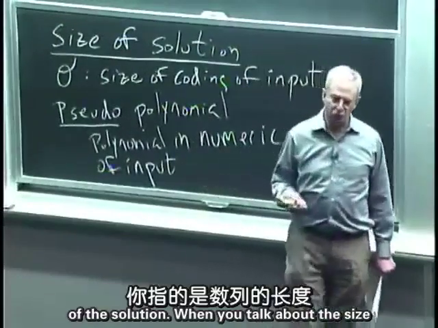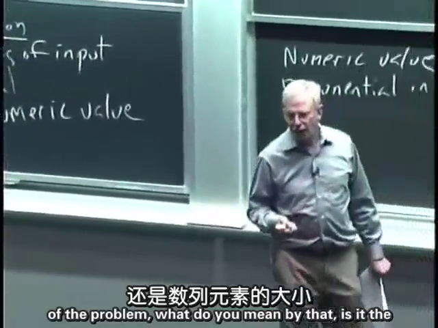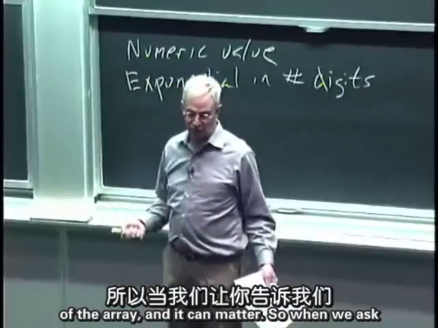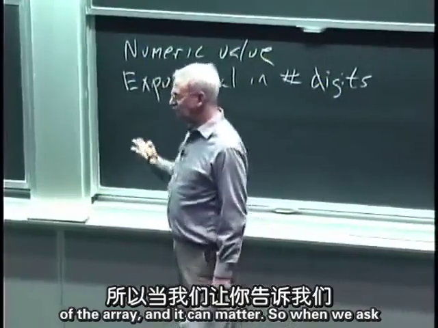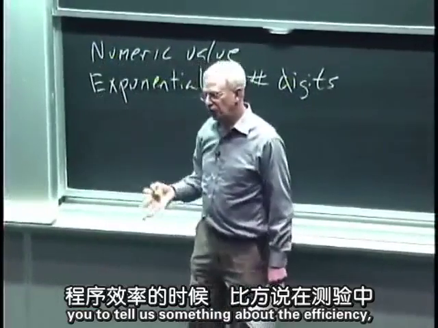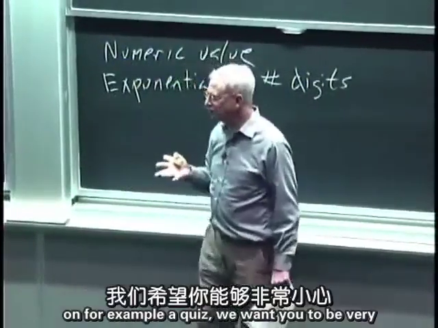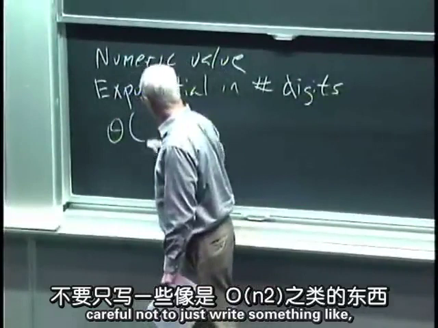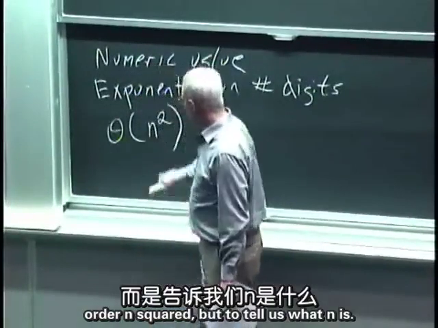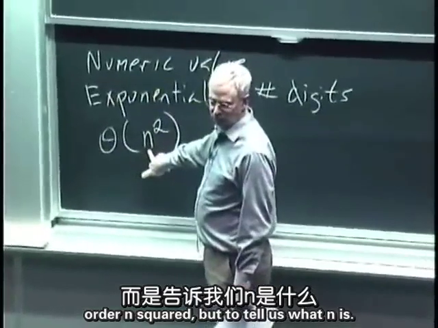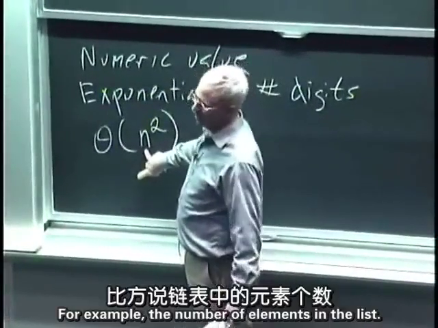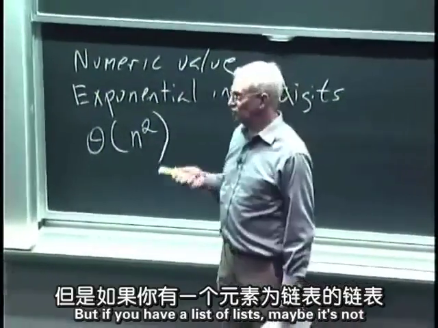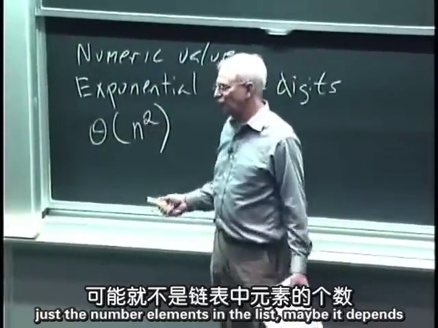When you talk about the size of the problem, what do we mean by that? Is it the length of an array? Is it the size of the elements of the array? And it can matter. So when we ask you to tell us something about the efficiency on, for example, a quiz, we want you to be very careful not to just write something like order n squared, but to tell us what n is. For example, the number of elements in a list. But if you have a list of lists, maybe it's not just the number of elements in the list. Maybe it depends upon what the elements are.